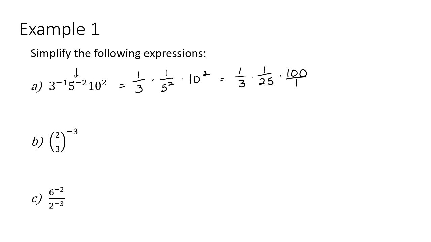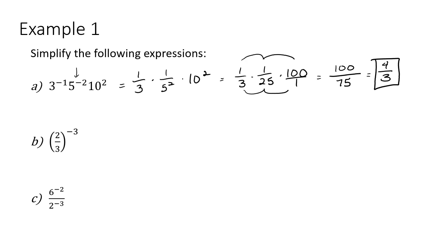And then to multiply fractions together, you just multiply the numerators together, and you multiply the denominators together. So we're going to have 1 times 1 times 100 in the top, and 3 times 25 times 1, which would be 75, in the bottom. Now both 100 and 75 are multiples of 25, so we can reduce this fraction. If we divide both the top and bottom by 25, that would reduce us to 4/3.